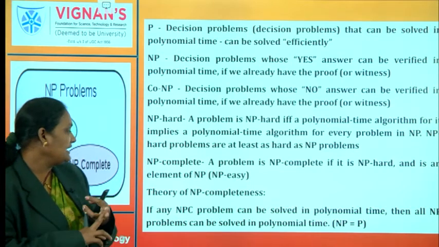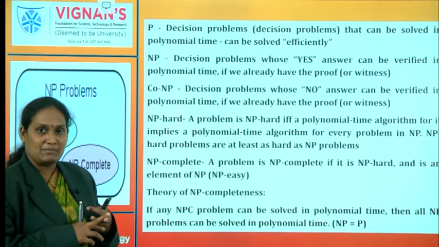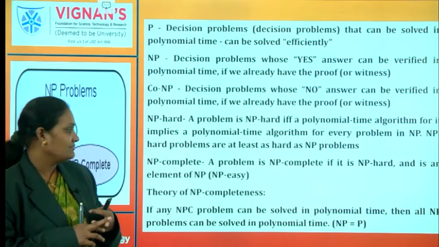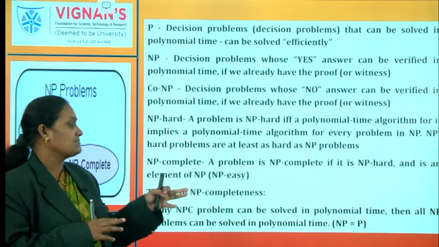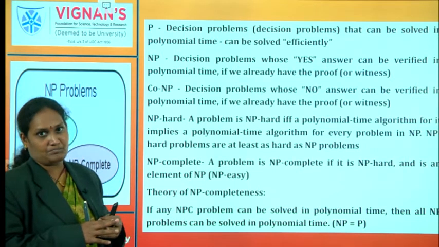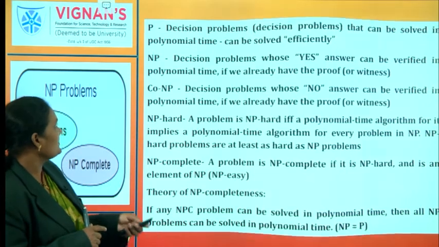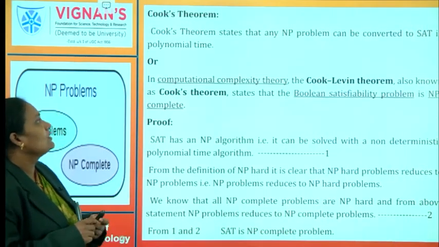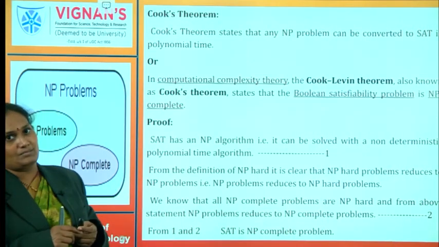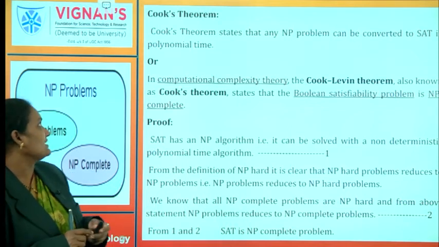That is, if any NP complete problem can be solved in polynomial time, then all NP problems can be solved in polynomial time. So this is called the theory of NP completeness. So the next one we are going to see is Cook's theorem. What is Cook's theorem? Let us see Cook's theorem.